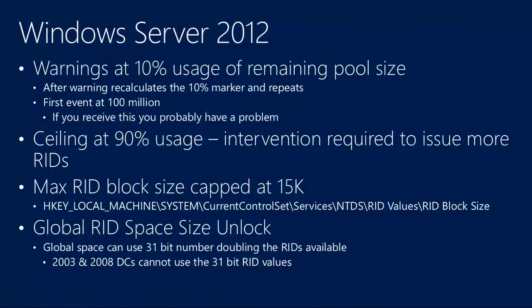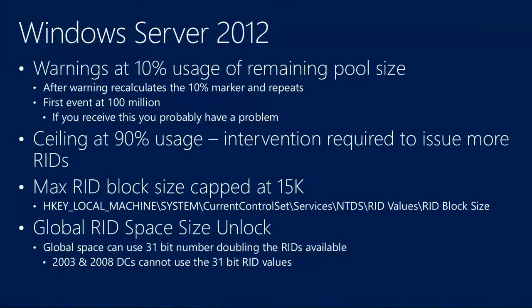So in Server 2012, number one, they give you a warning at 10% usage of the remaining RID pool size. After the warning, it recalculates the 10% marker and repeats the warning. So if you see this warning, don't ignore it. You need to find out why you're losing your RIDs. And then there's a ceiling at 90% usage. And that's it. It stops. No more security principals. But it's something that you can remove, that block.